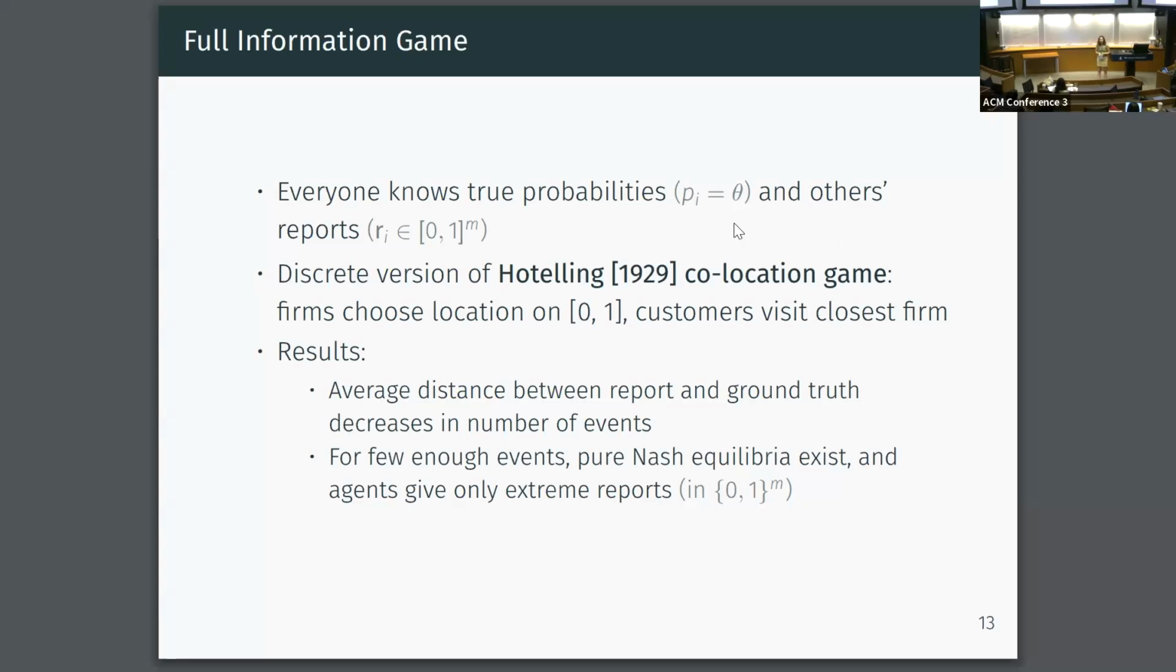One is that the average distance between the report and ground truth actually decreases in the number of events. The other is that for few enough events, pure Nash equilibria do exist, but in those equilibria, agents are always extremizing, as in their reports are always either 0 or 1.